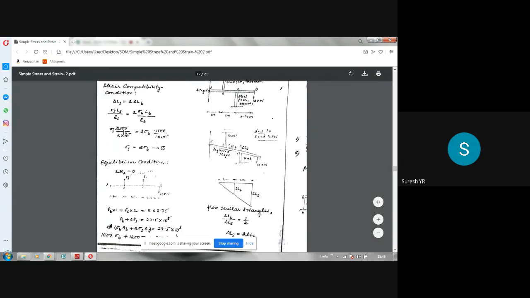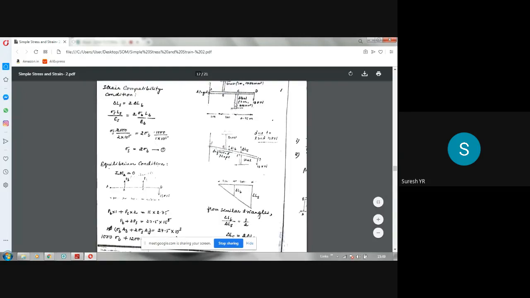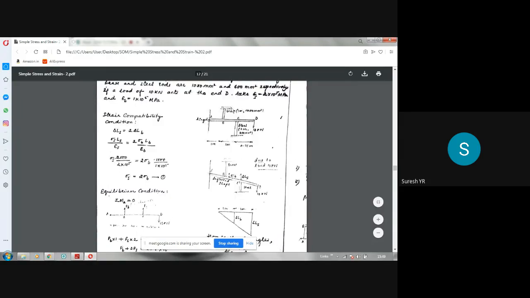So LS is 2000 here. The length of the steel rod is 2 meters, so convert it into millimeters: 2000 mm. So sigma S into 2000 divided by ES, whose value is 2 into 10 power 5 for steel, is equal to 2 times sigma B into LB, which is 1000 mm, since the brass length is 1 meter, divided by EB value 1 into 10 power 5. Just substitute that and get the relation.